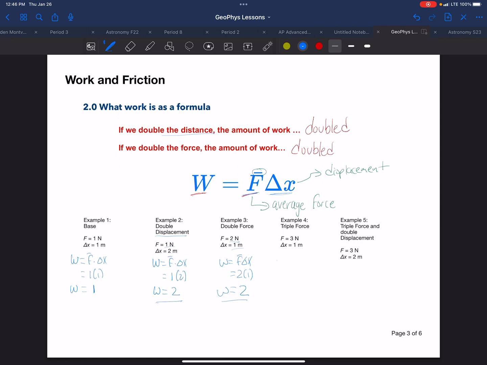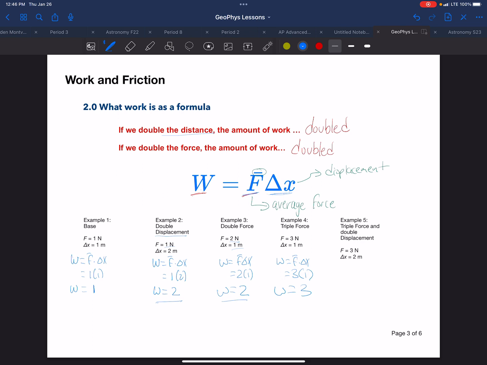Let's consider example 3. Let's triple the force. Well, triple the force is 3. And the distance is 1, so we end up with a work of 3. So tripling the force is triple the work. Double the distance is double the work. And as we might suspect, tripling the displacement would triple the work. Or quintupling the distance will quintuple the work.